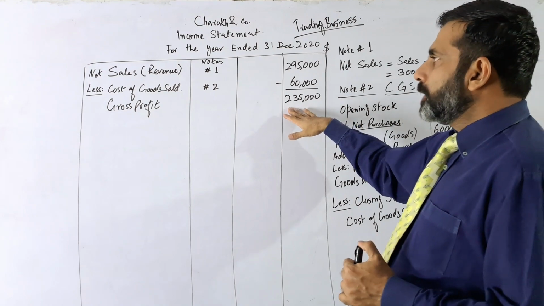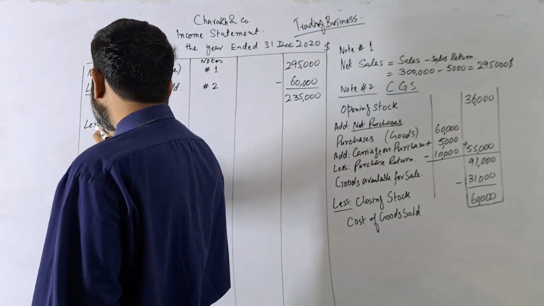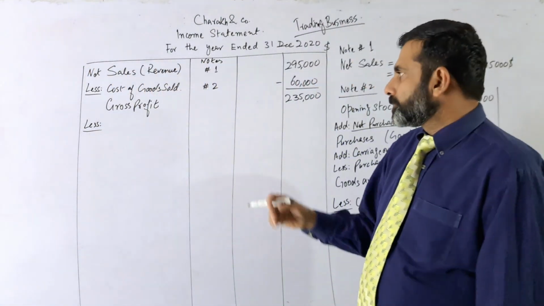Now this is the gross profit. Now we have to do what? We have to less the other expenses, or what we say, the operating expenses.